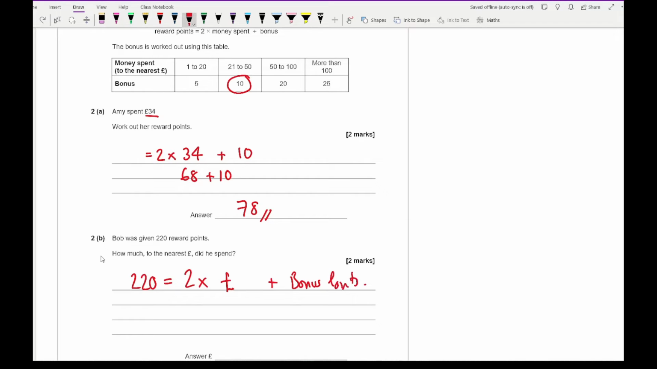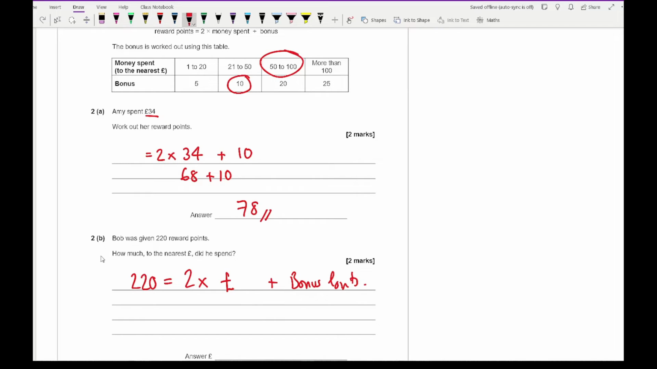Now from this, we can't spend more than £100, because if we double 100, we get 200. And if he spent more than 200, he's going to get 25 bonus points, which comes up as 225. So that means that he must have spent somewhere between £50 and £100.